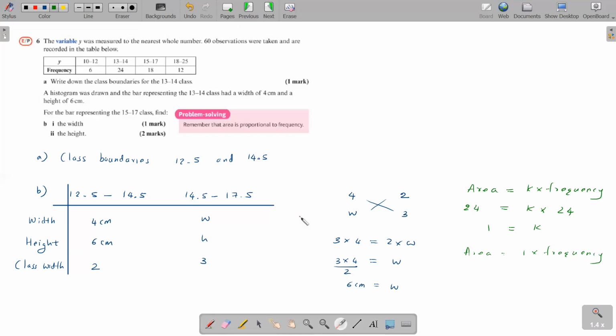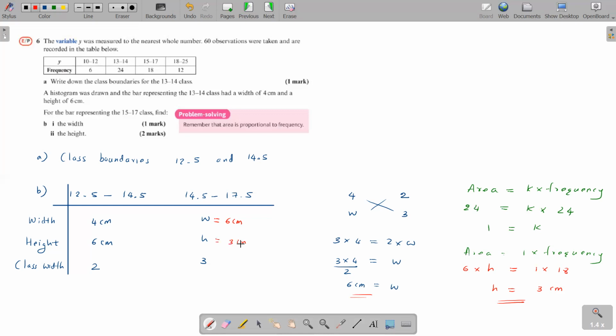So the area in the second bar, the W value we just found to be 6 centimeters. So it's going to be 6 times H equals 1 times frequency, which is 18. And the 15 to 17 is the 14.5 to 17.5. So H equals 18 divided by 6, which is 3 centimeters. Can you see, H is 3 centimeters?